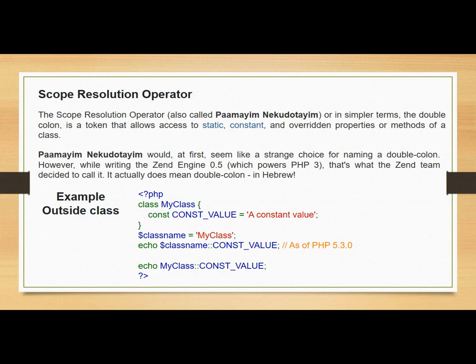Next topic of discussion is the scope resolution operator. The scope resolution operator is also called Paamayim Nekudotayim, or in simpler terms, it is also called the double colon. The functionality of this particular operator is to access a static and constant value and overridden properties and methods of a particular class.